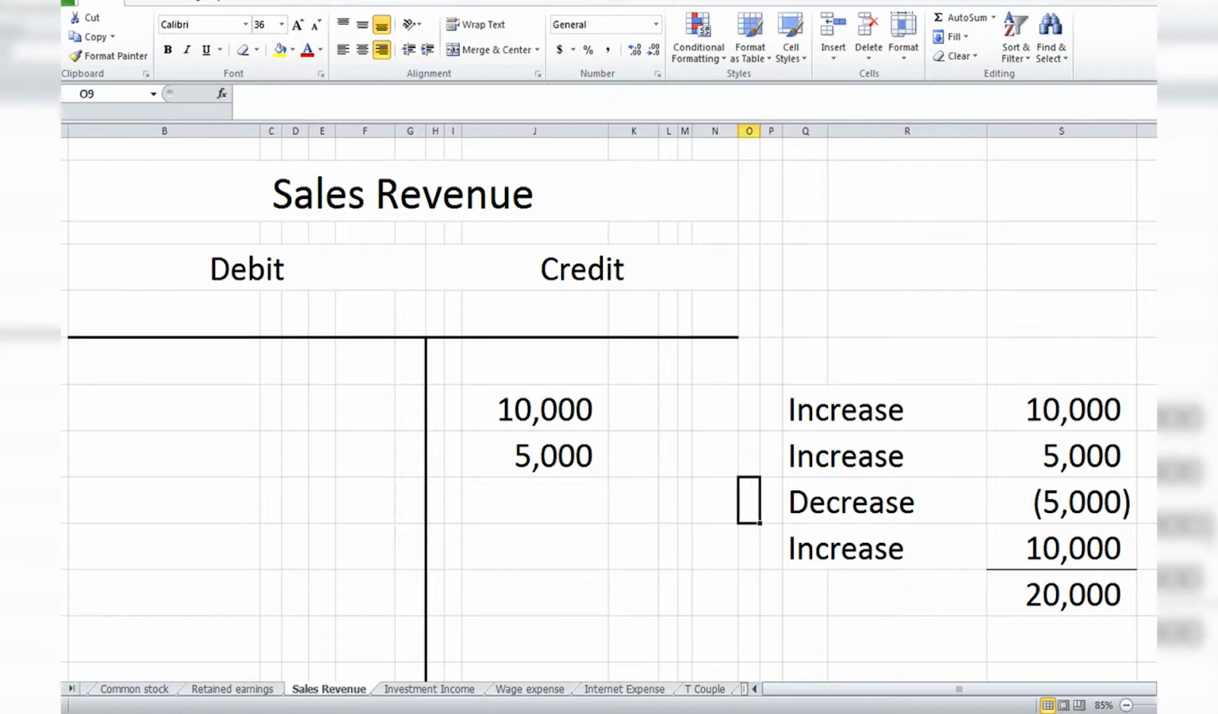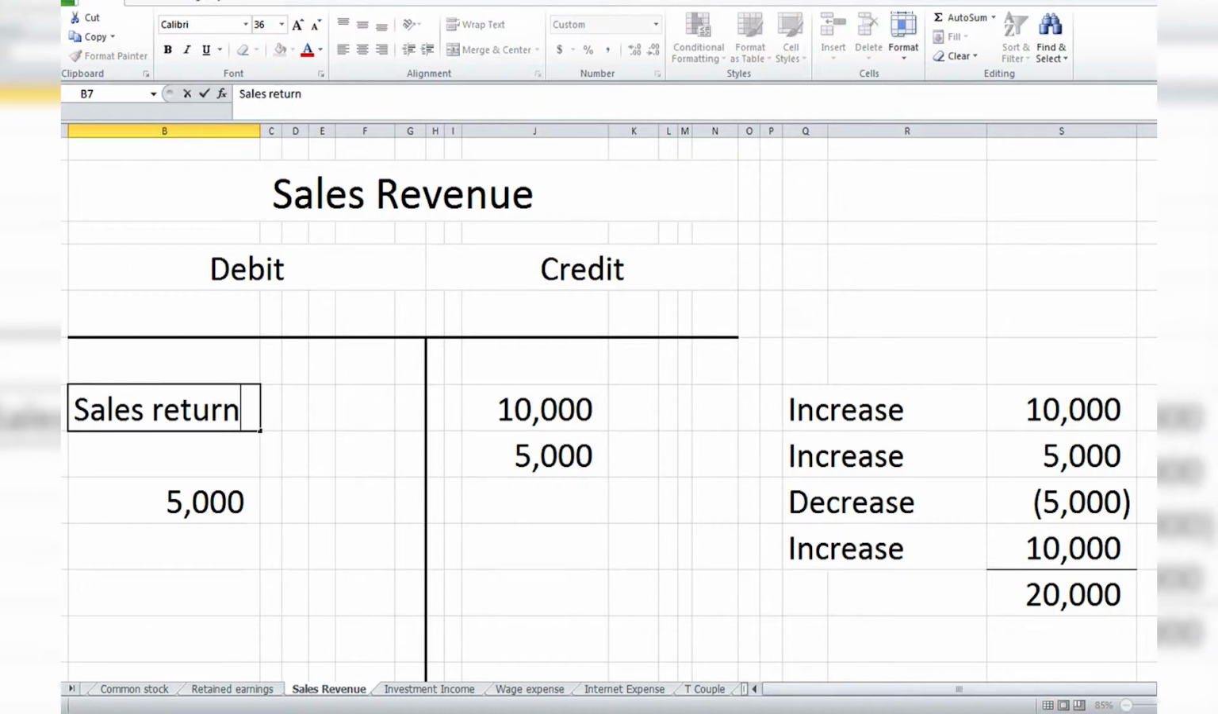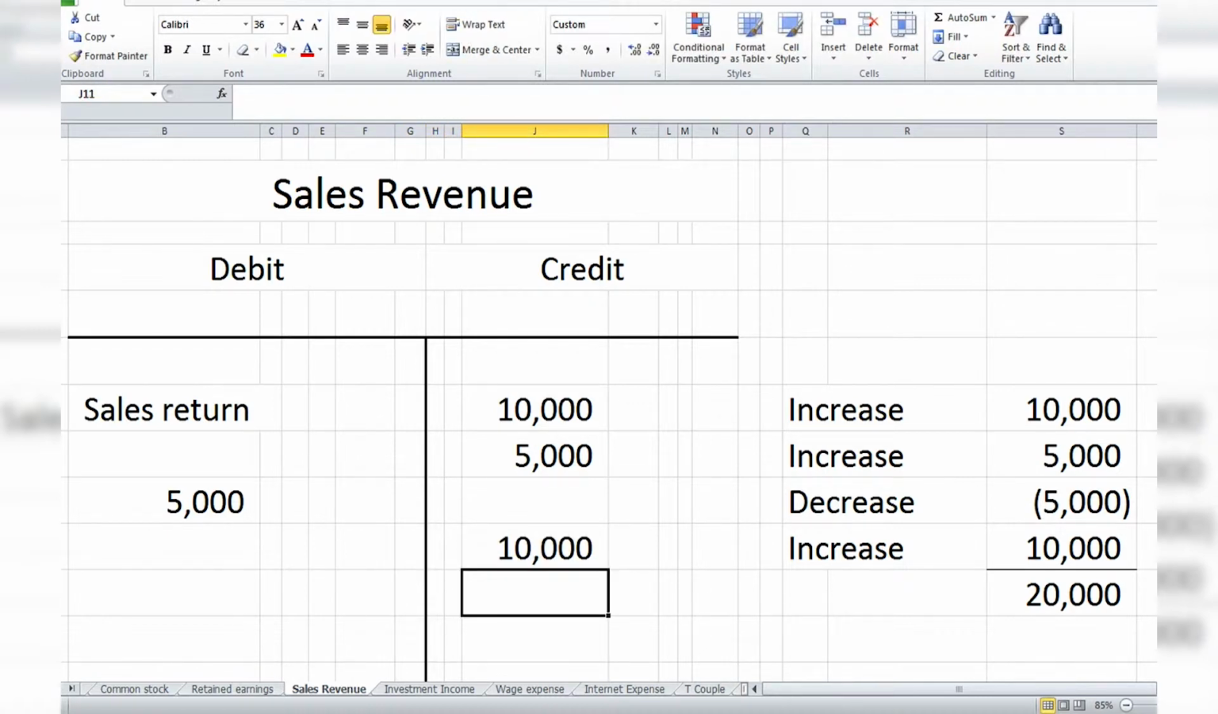Now why the heck would revenue decrease? Now this is not a decrease as in revenue has been declining over time. This is an accumulation of all the revenue. So let's go ahead and say what happened here is a sales return. So the effect is zero revenue. So let me go ahead and get sales return into here just for our reference so you can see it and so you know. Now we have another increase of 10,000, 10,000.